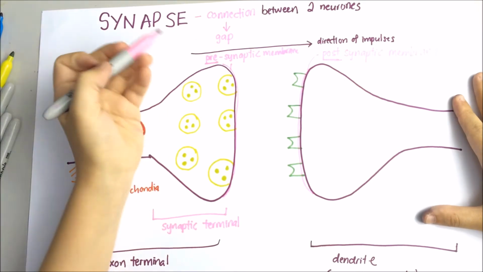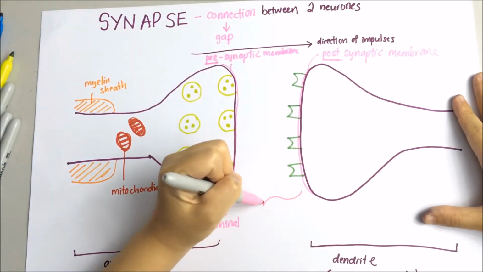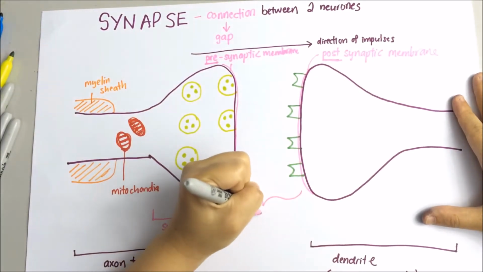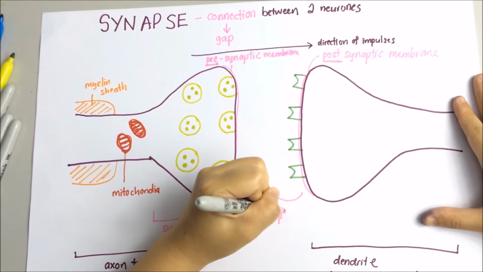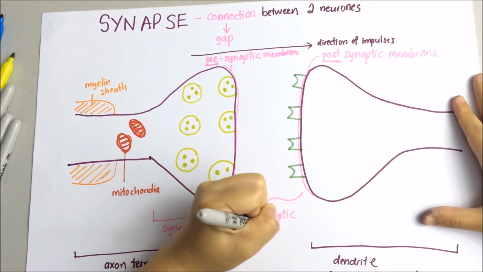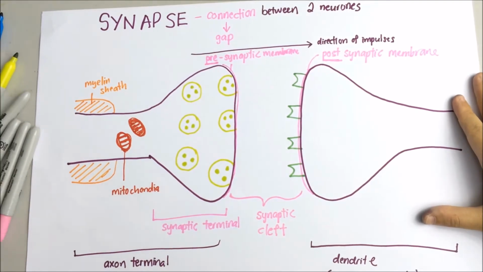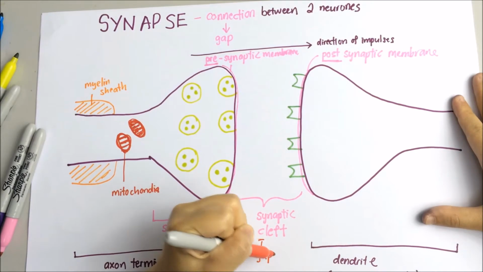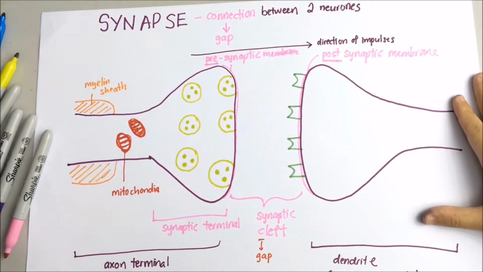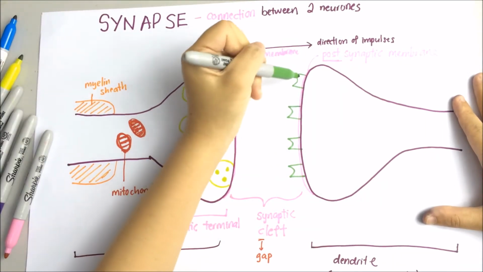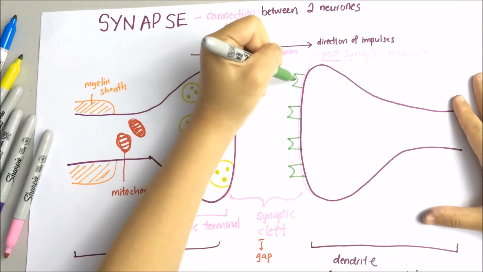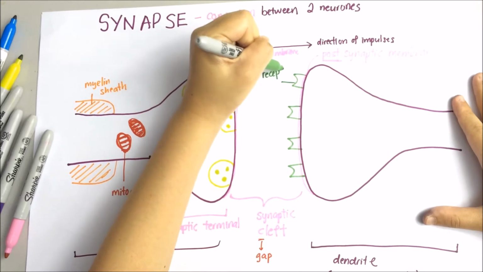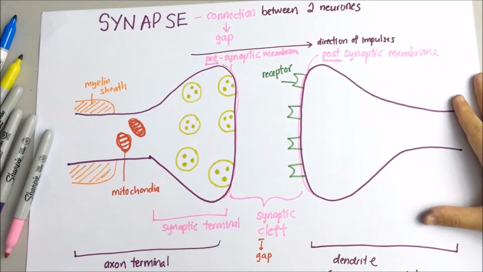And the space in between two neurons is called the synaptic cleft. The proteins that are attached to the postsynaptic membrane are called receptors. These are the places where the neurotransmitters will attach later.